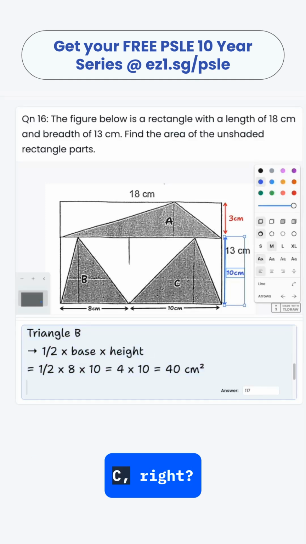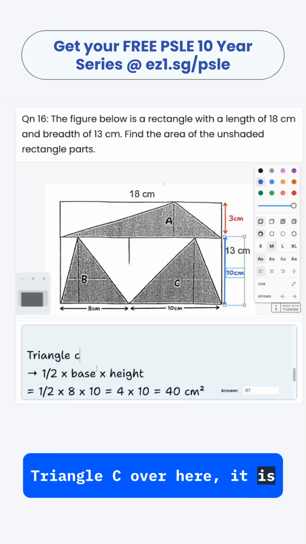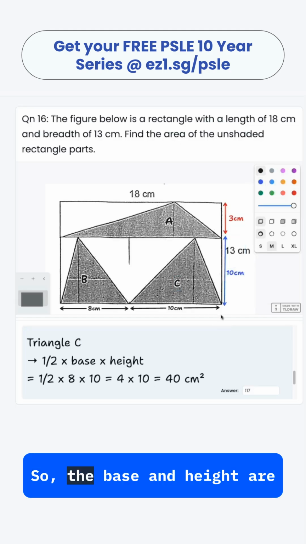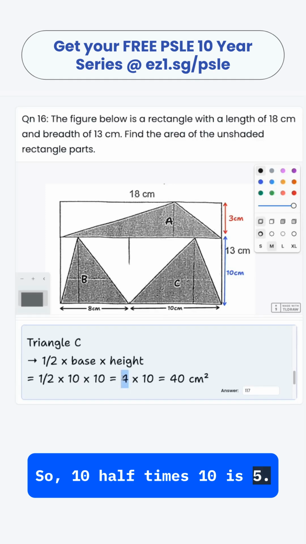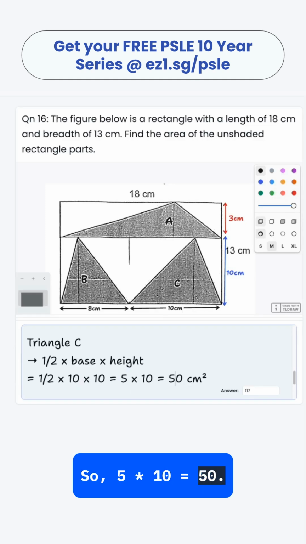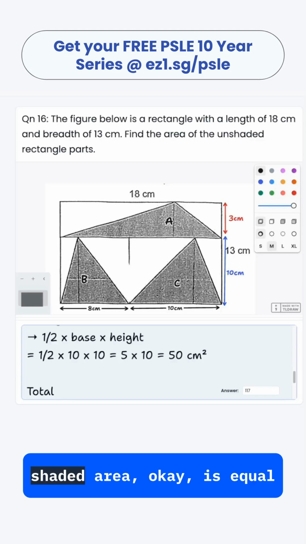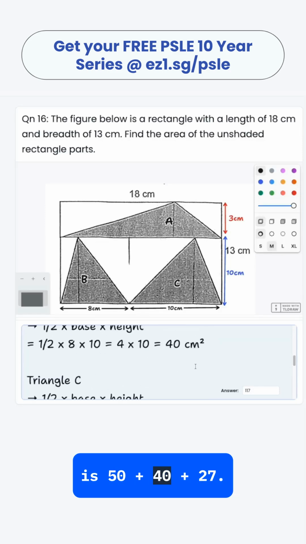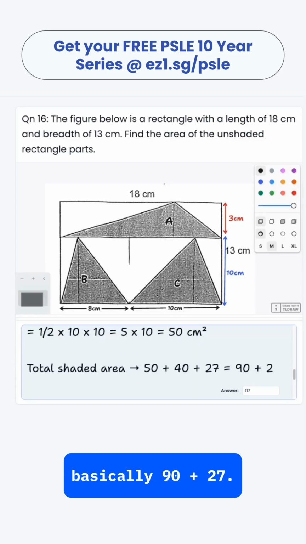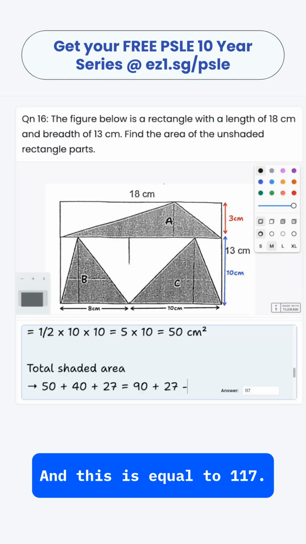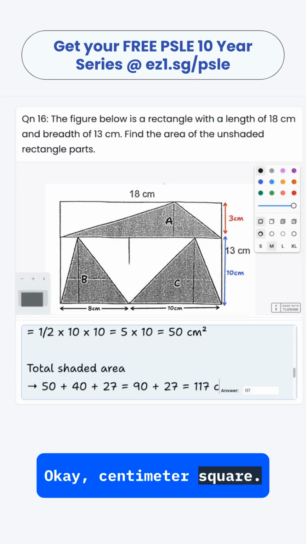Lastly, for triangle C, it is half times base times height. The base and height are the same, 10 and 10. Half times 10 is 5, so 5 times 10 is equal to 50. That means the total shaded area is, in this case, we just add all together, which is 50 plus 40 plus 27. That is basically 90 plus 27, which is equal to 117 centimeters square.